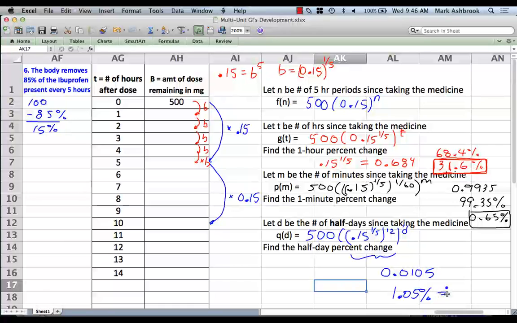So therefore, you take one off that. Does it make sense that in 12 hours the percent change is 98% of the dose that you took 12 hours ago? Does that make sense? Yeah, because ibuprofen works for like 3 or 4 hours, right? But there may be a little bit left after 12 hours. Okay. Any questions on all those?